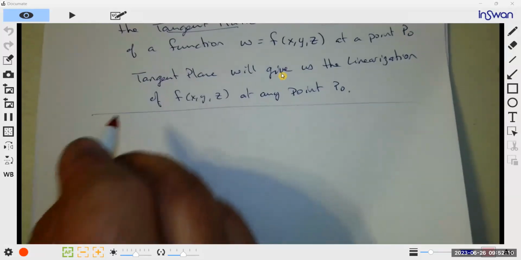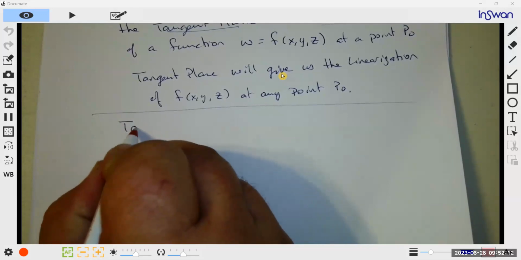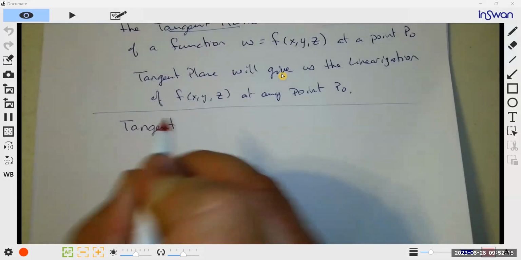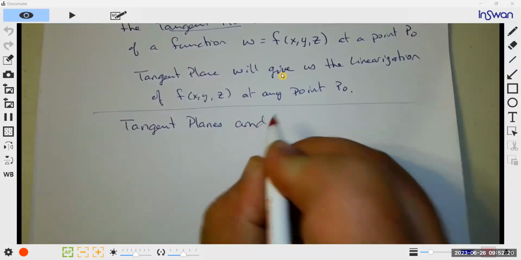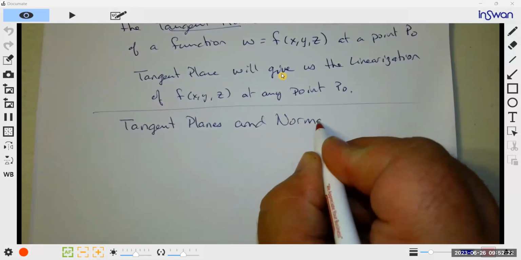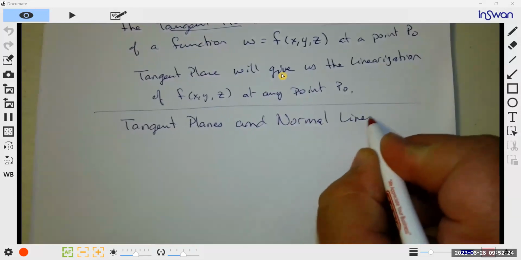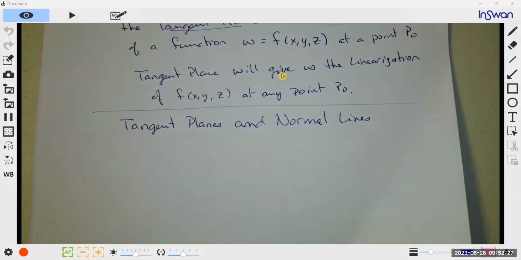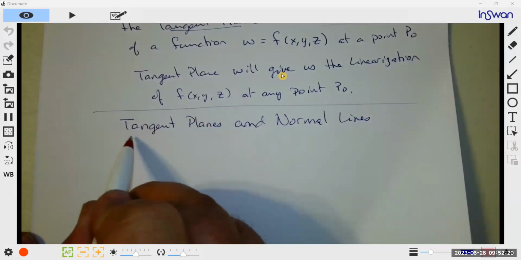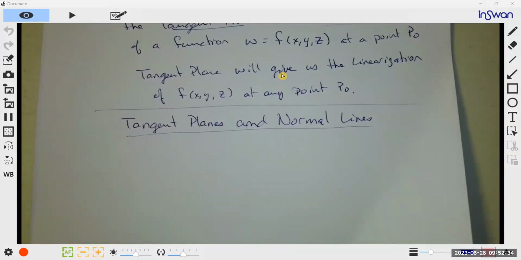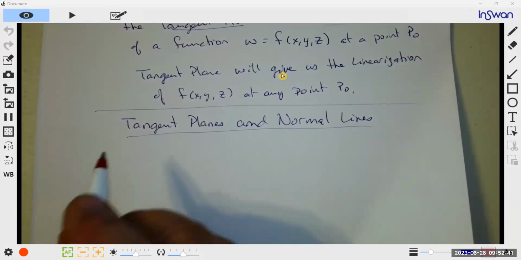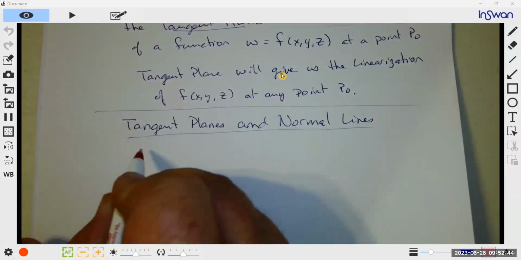You can see your homework assignments deal a lot with this. We're going to deal with tangent planes and normal lines. I remember when I first learned calculus, I thought normal lines, that looks like a good line, that's a normal line. But then I realized that when we talk about normal lines, we talk about orthogonal or perpendicular lines.